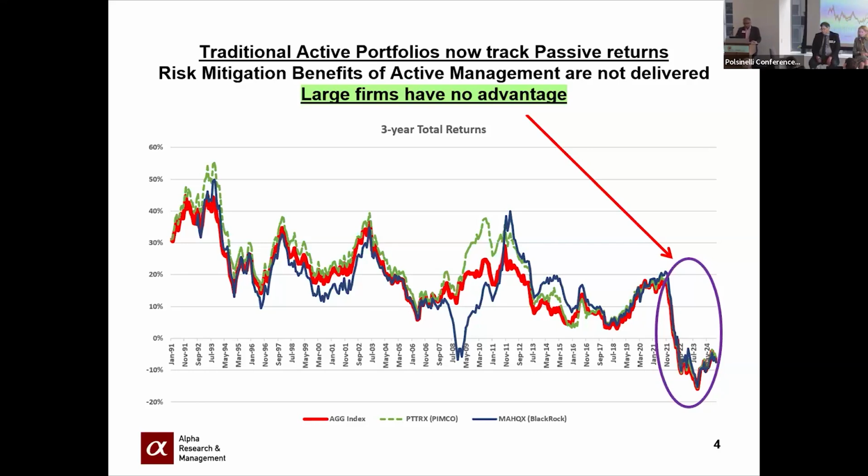But now vol has picked up. They have converged to passive. So all their expertise in credit means squat when volatility picks up. The reason for that is the traditional portfolio construction that the entire industry uses.